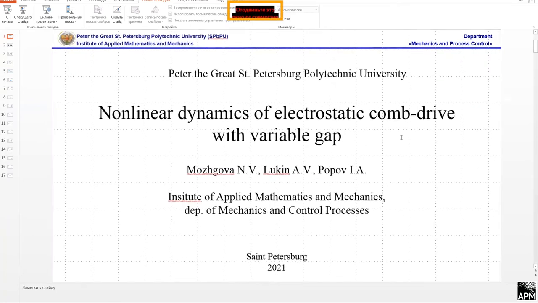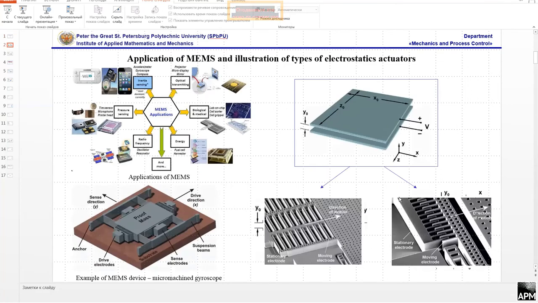Okay. Can you see? Let us proceed like this. Hello. Again, I would like to submit my work on the topic nonlinear dynamics of an electrostatic drive with a variable gap. My work is devoted to the study of an electrostatic drive, which is a structural element of various inertial navigation sensors, which are microelectromechanical systems.